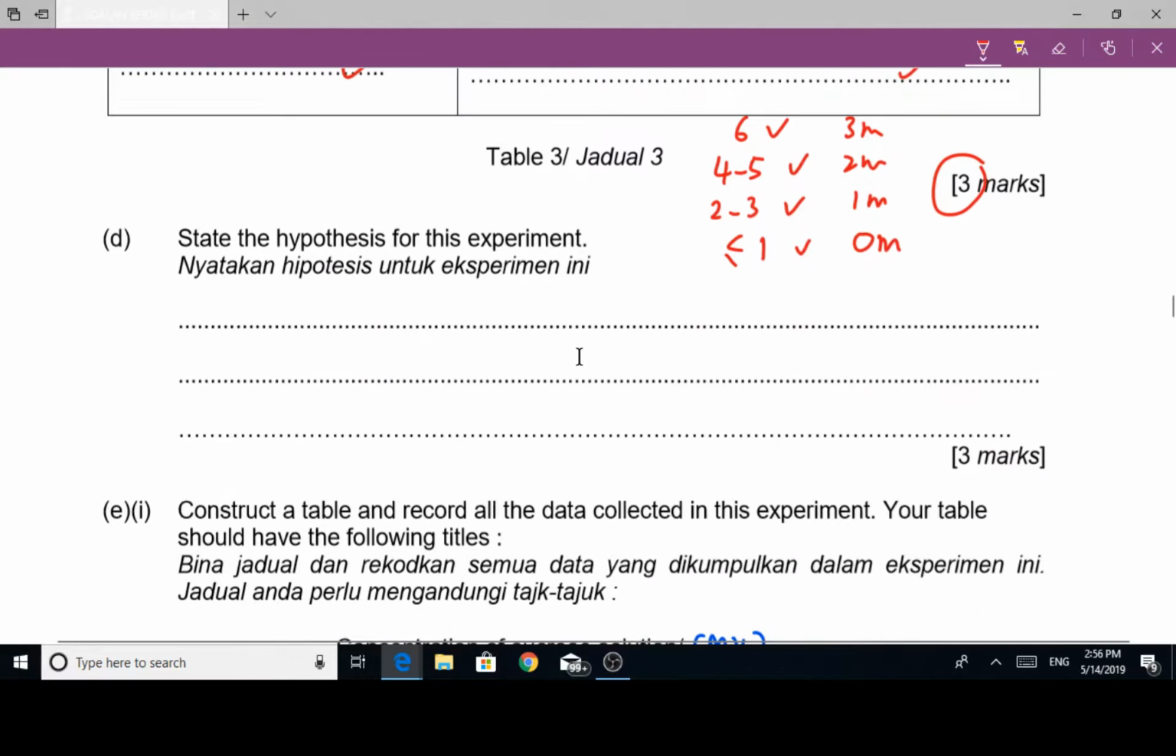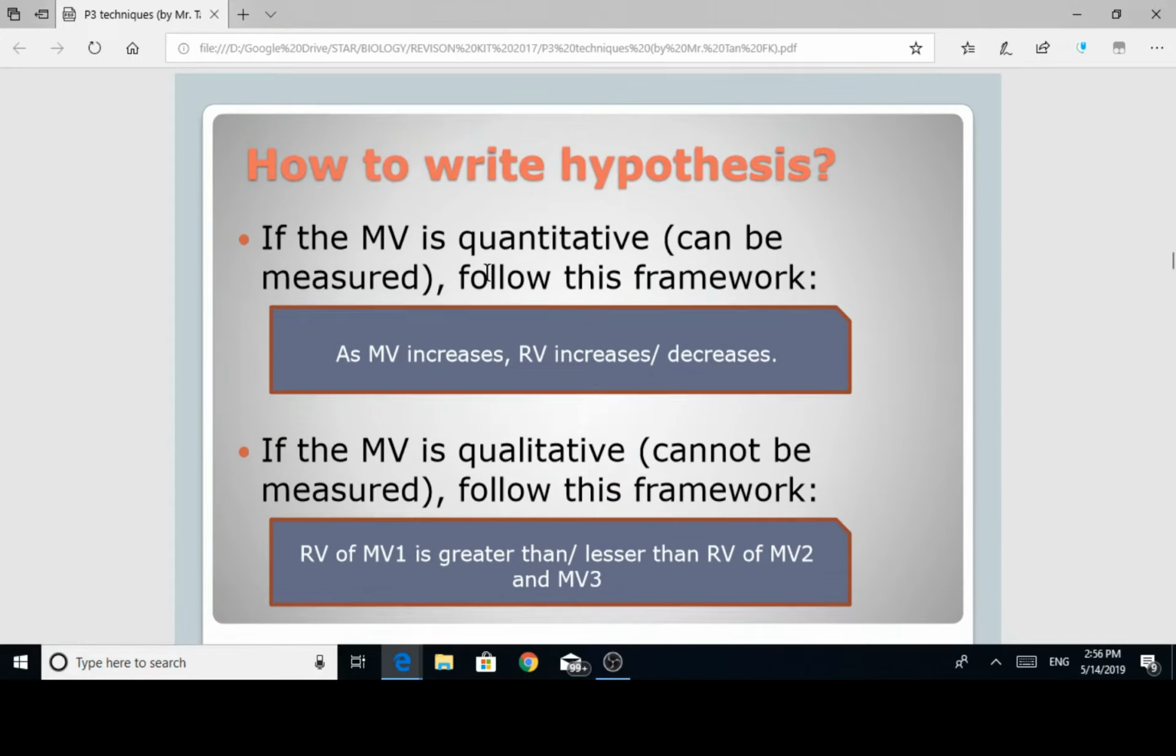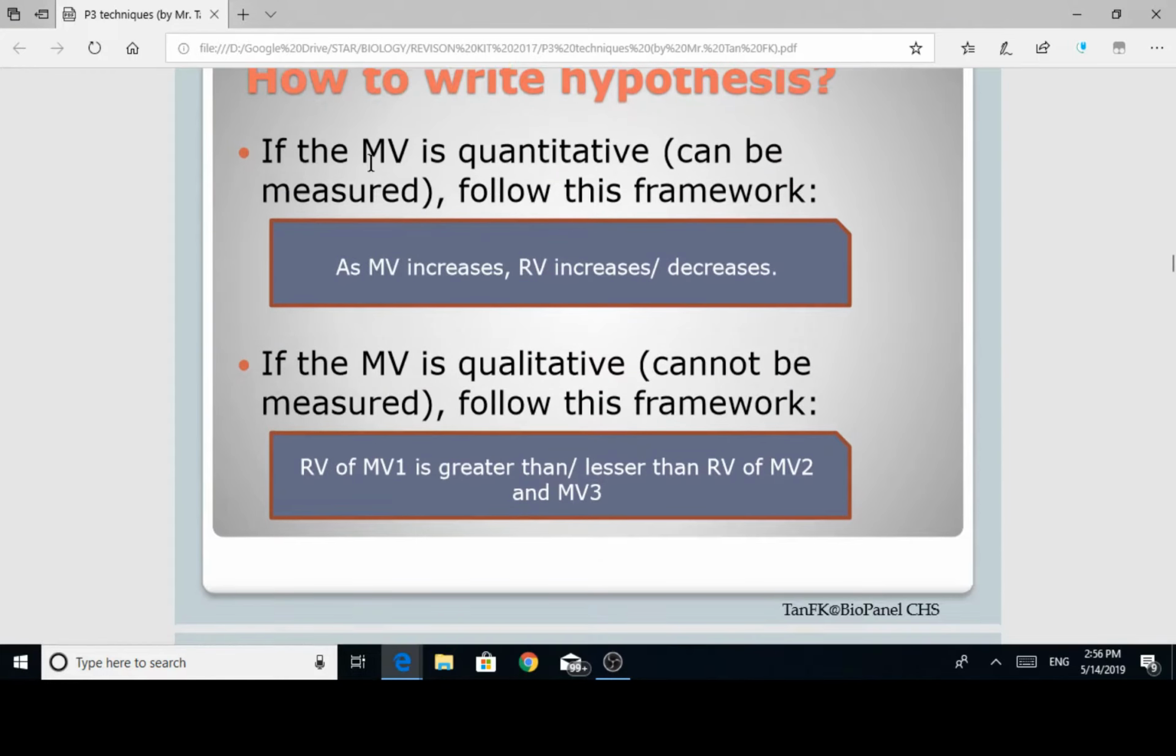Now D, state the hypothesis for this experiment. There are two templates on how to write a hypothesis. The first one is like this. If the MV is quantitative, the MV can be measured, then you use the first template: as MV increases, RV increases or decreases. If the MV is qualitative, cannot be measured, then we use the comparison method.